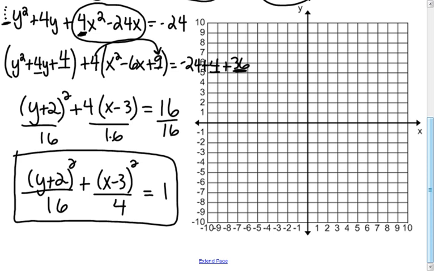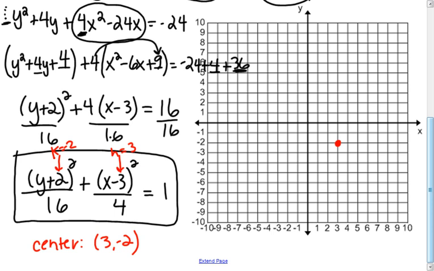Okay, so again, the h value for the center always goes with your x. So this tells me right here that my h is 3 and that my k is negative 2. So I can already tell you that my center is at 3, negative 2. And I'm going to go ahead and plot that point. 3, negative 2 is my center.